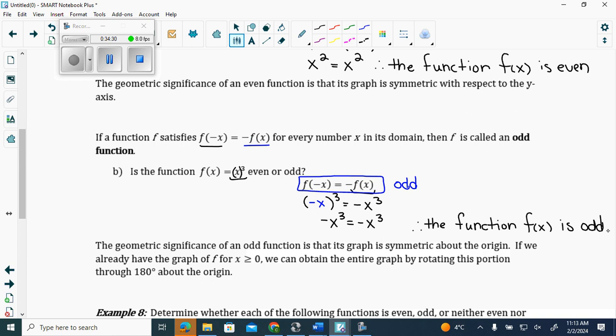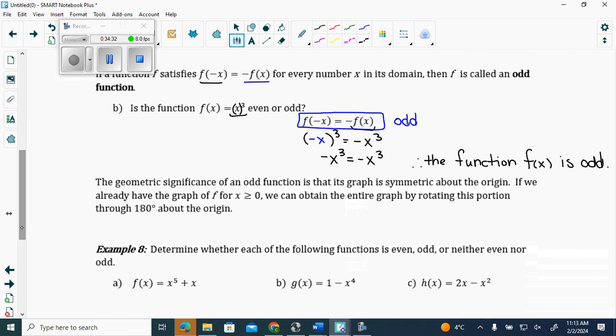So the geometric significance of an odd function is that the graph is symmetric about the origin. If we already have the graph of f from x greater than 0, we can obtain the entire graph by rotating this portion through 180 degrees about the origin.